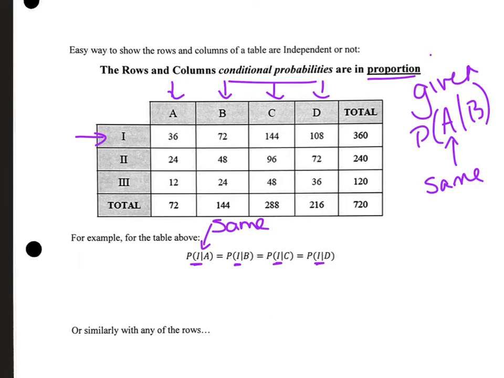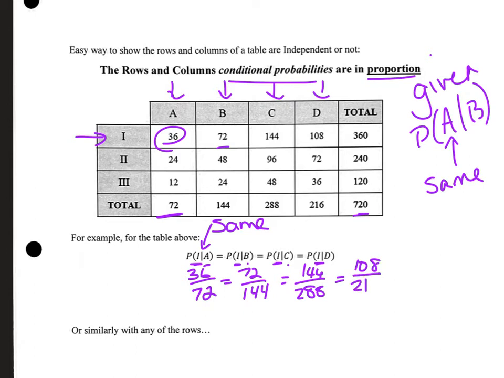Okay? The way we do the conditional, remember, it just changes the bottom number. The bottom number isn't 720 for all of these. The bottom number is whatever A, B, C, and D are. So the probability of I given A would be 36, remember the "and" over the total, so it's the total of A. This one is B, 72 over 144, and then it's 144 over 288, and then it's 108 over 216.